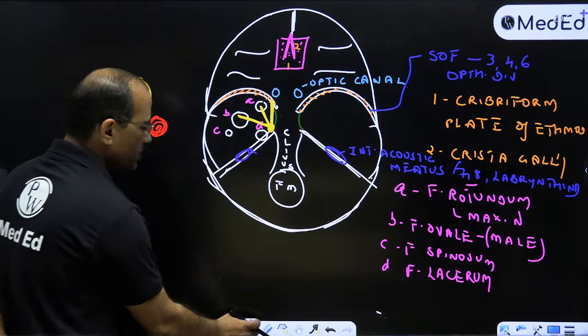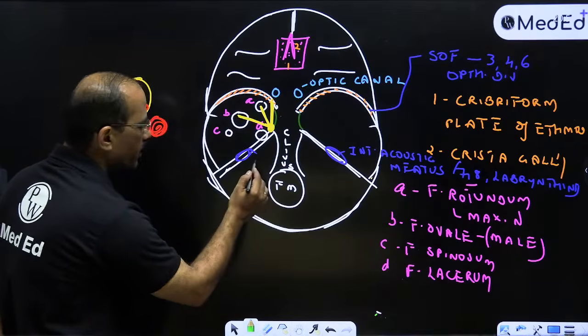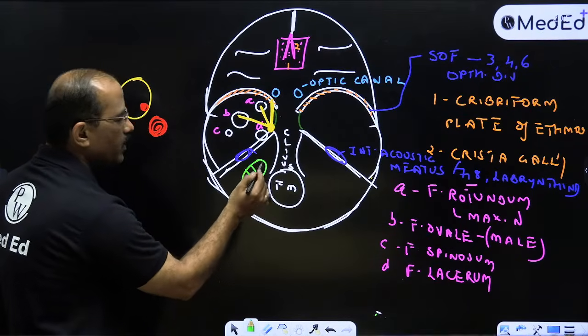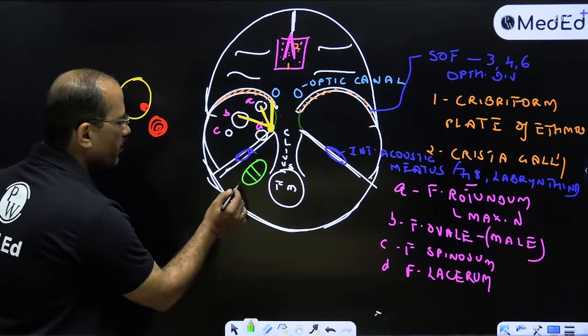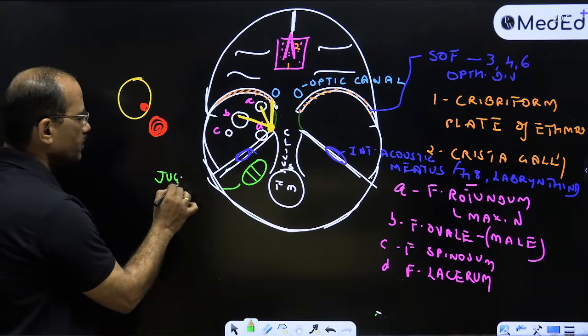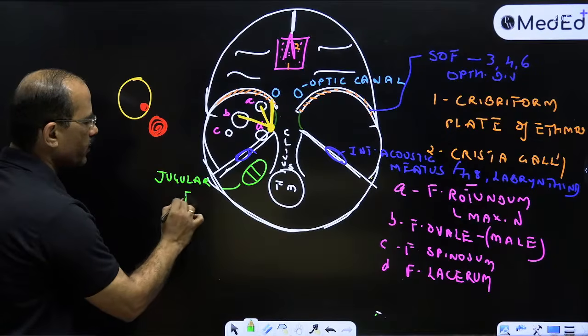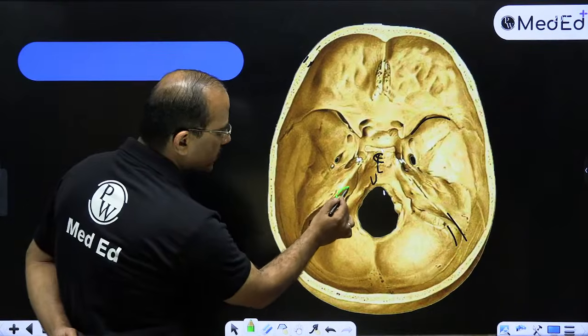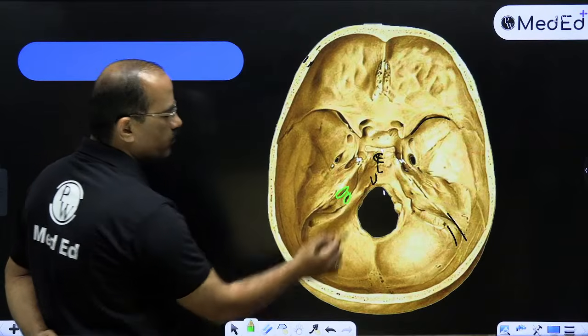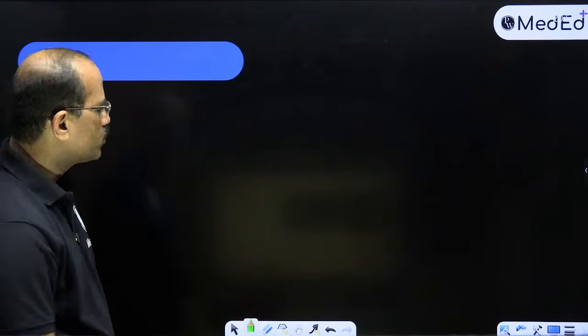Fine. Now there's a big foramen here. यहाँ पे एक बड़ा सा foramen है जिसका नाम है jugular foramen. इसके 3 compartments है. This is very important. ये बहुत important है. So have a look at this. This is the internal acoustic meatus. That's the jugular foramen.